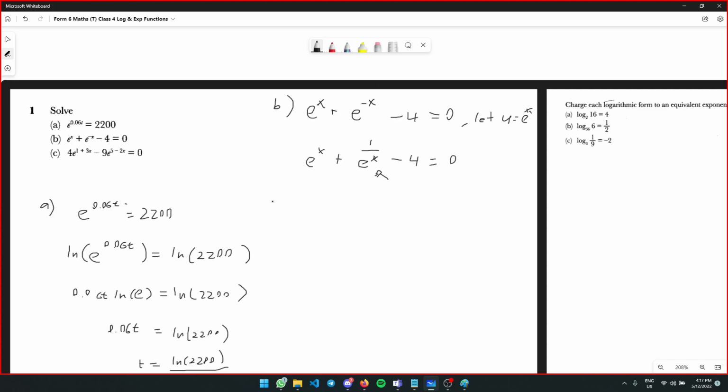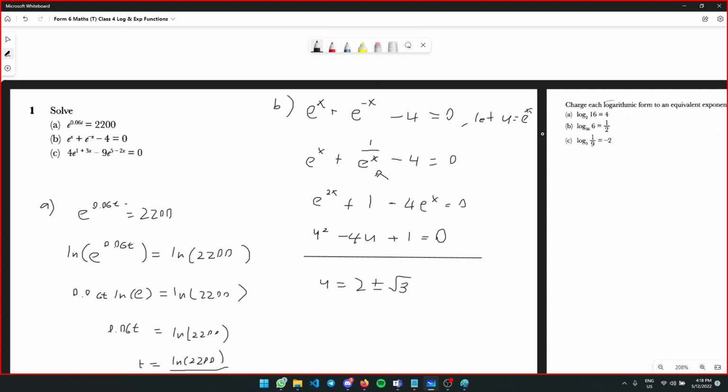When we multiply the whole thing by e to the x, we get e to the 2x plus 1 minus 4e to the x equals 0. Just now we said that we're going to let u equal e to the x, right? So that's going to give us u squared minus 4u plus 1 equals 0. Then you can use the quadratic equation. You will get something like u equals 2 plus or minus root 3.